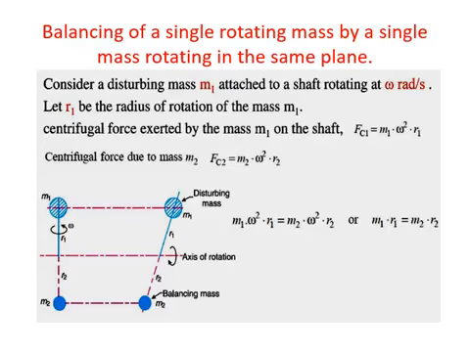In this slide, the balancing of a single rotating mass by a single mass rotating in the same plane. We consider a disturbing mass M1 attached to the shaft, rotating at an angular velocity omega. R1 is the radius of rotation of the mass M1. The centrifugal force acting radially outward produces a bending moment on the shaft. In order to avoid the effect of this force, a balancing mass may be attached in the same plane of rotation as the disturbing mass, such that the centrifugal forces due to the two masses are equal and opposite.